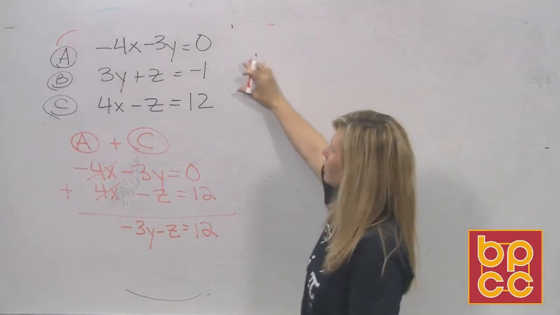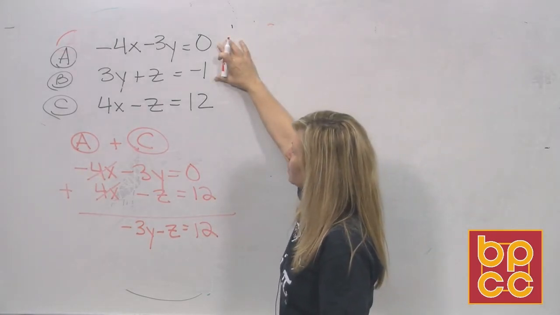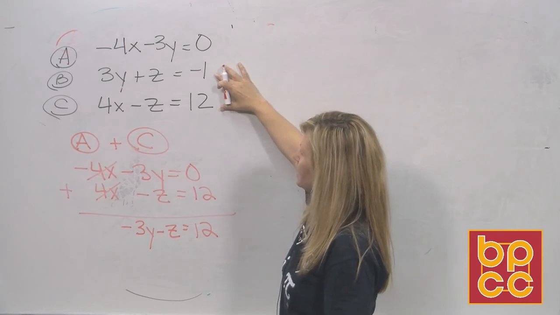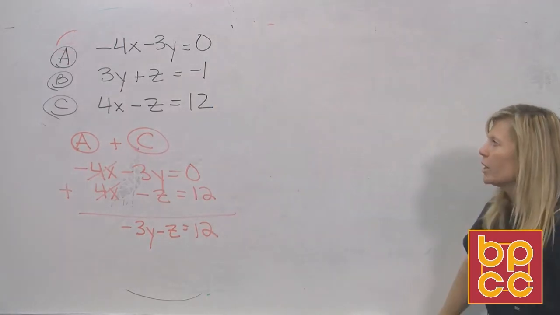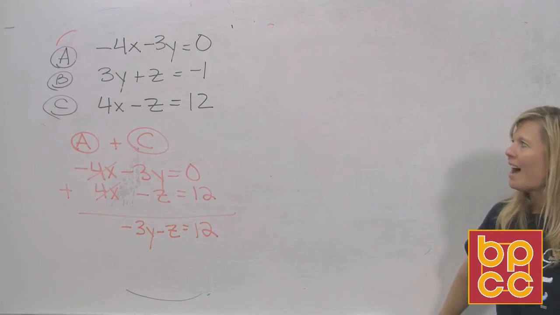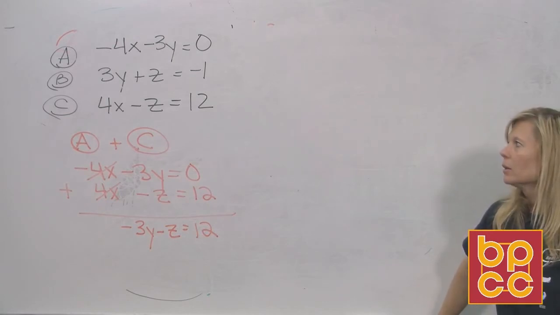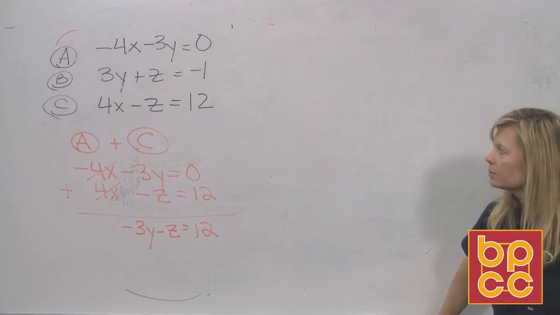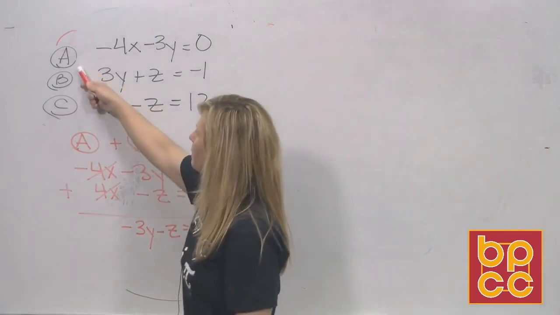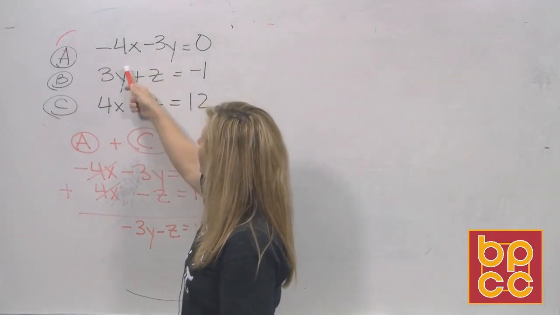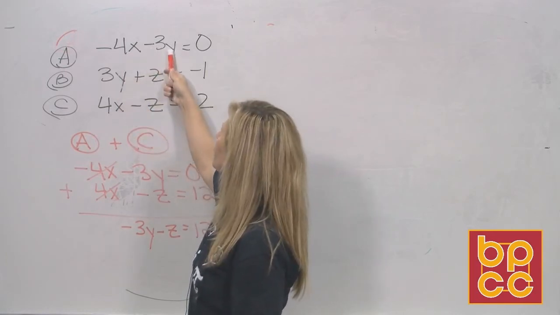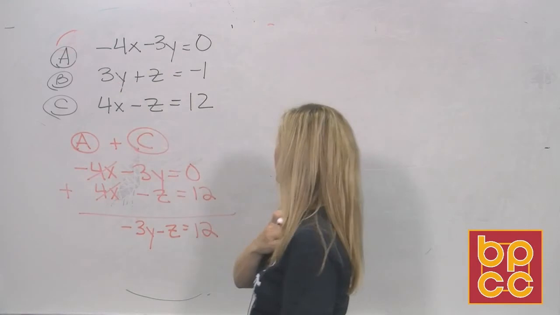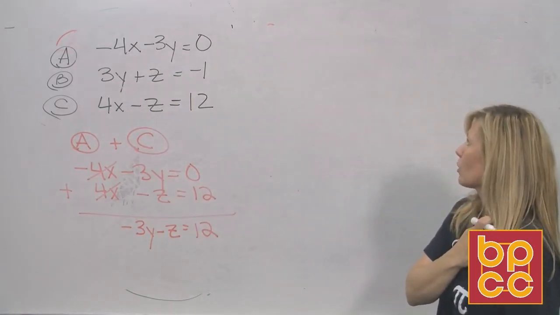So we have A and B, or we have B and C. What do you want to do? Well, do you have opposites anywhere? Well, if you look, A and B have the three y's that are opposites. That's negative 3y. That's positive 3y. So that would cancel, correct?